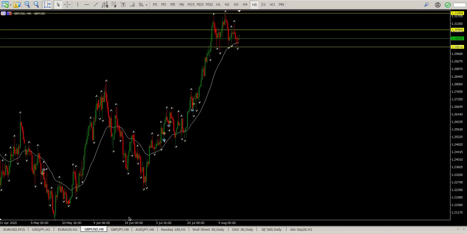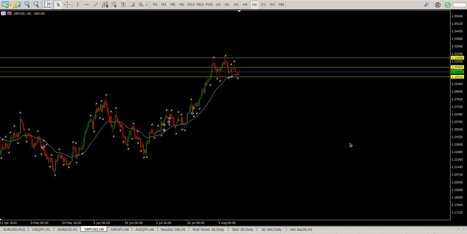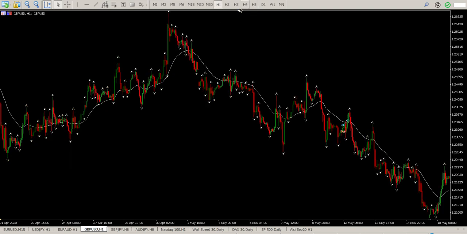Pound USD, very much range bound as well. And pretty much similar to the US dollar, or the Euro USD, should I say, consolidating. I'm expecting this thing to either continue in this range or move to the upside. So the Euro sort of moved a little bit higher in the range, whereas the pound is stuck here, not doing much.